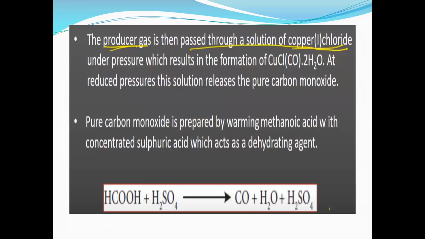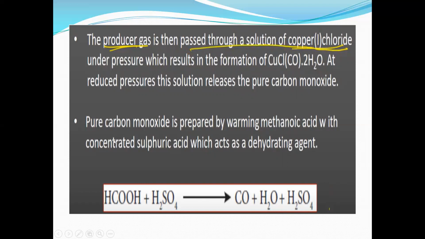From the producer gas, we need to separate the pure carbon monoxide. So the next step, the producer gas is passed through the solution of copper chloride. So we are getting the CuCl.CO.2H2O. Again, we are reducing the pressure, so we are getting the pure carbon monoxide from this compound.